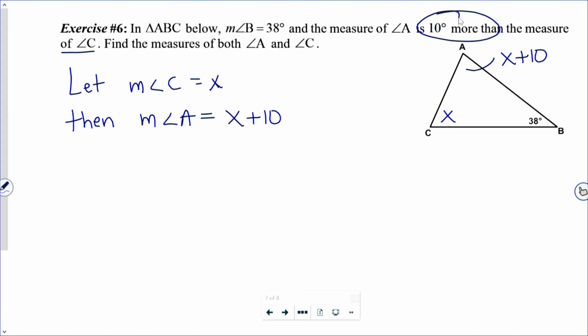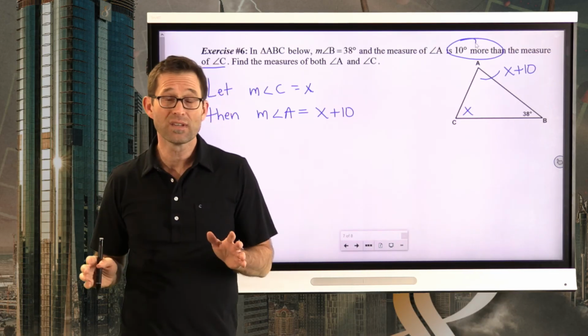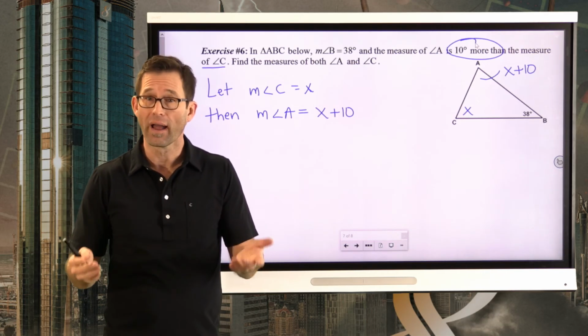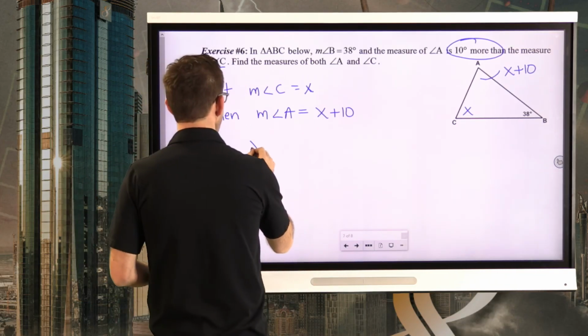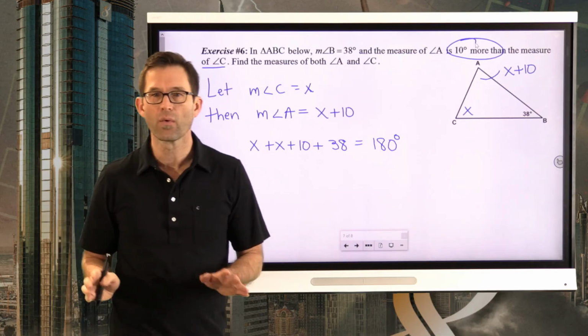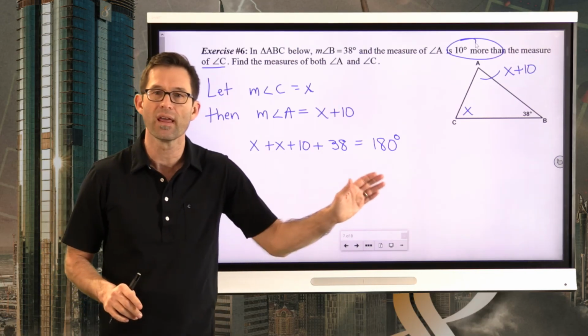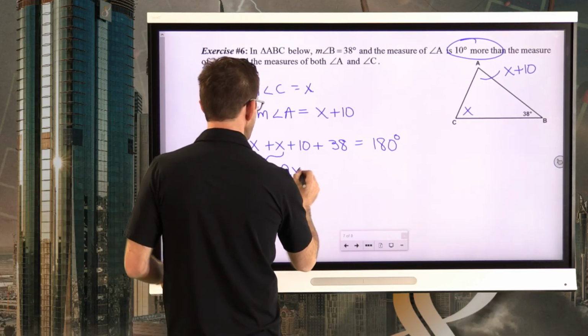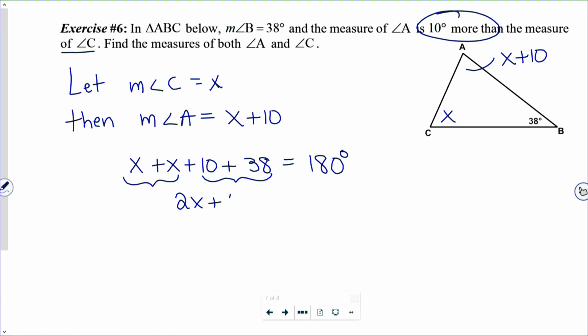Now, what's really great about that being x plus 10 is that I can now take the three angles, add them together, set them equal to 180, and I can solve for x. So in other words, I'll get x plus 10, let's not forget this one, plus 38 is equal to 180 degrees. And now all I have to do is simply solve that equation, right? I've got x plus 10 plus 38 is 180. Simple enough. I can now combine these two x's. I'll get 2x. I can combine the 10 and the 38 to be 48. Set that equal to 180 degrees.